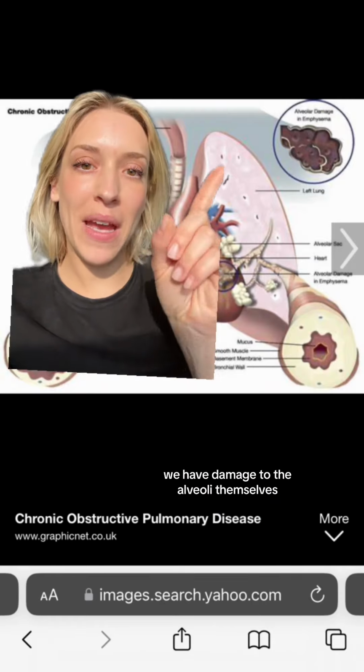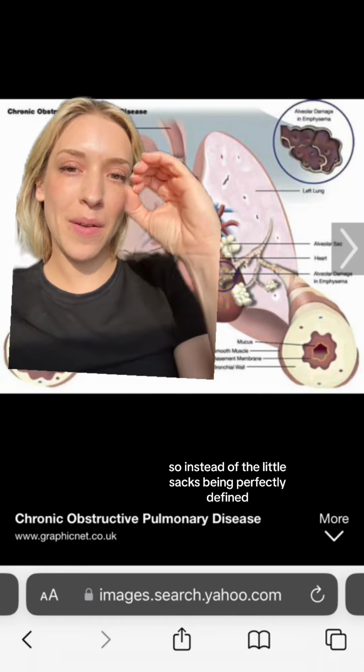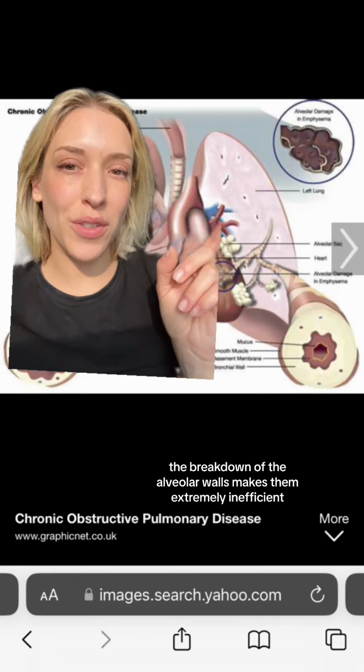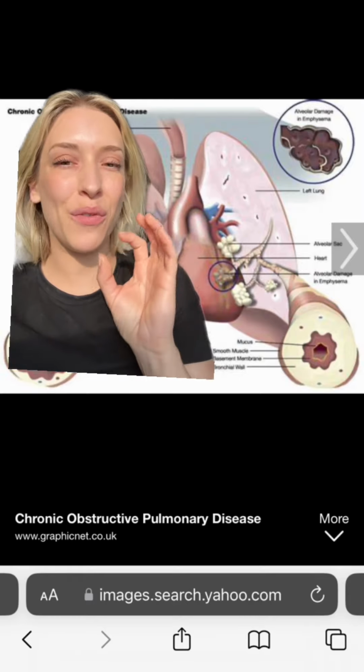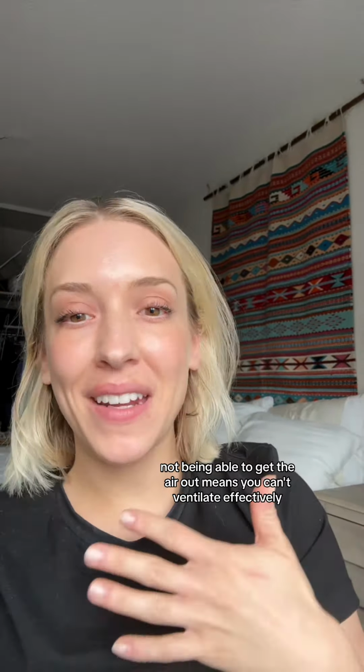In emphysema, we have damage to the alveoli themselves. So instead of the little sacs being perfectly defined little grape clusters, the breakdown of the alveolar walls makes them extremely inefficient, floppy, hyperinflated, and gas gets trapped in these clusters. Not being able to get the air out means you can't ventilate effectively.